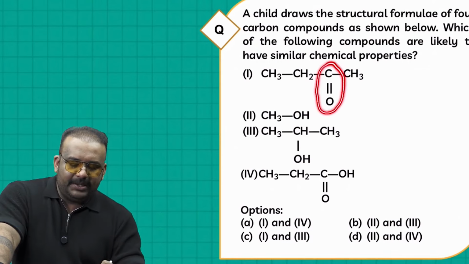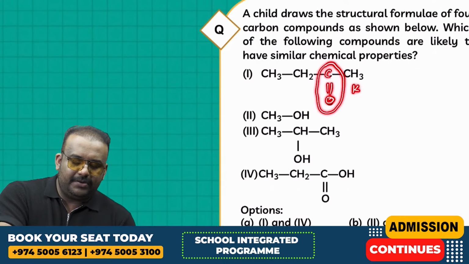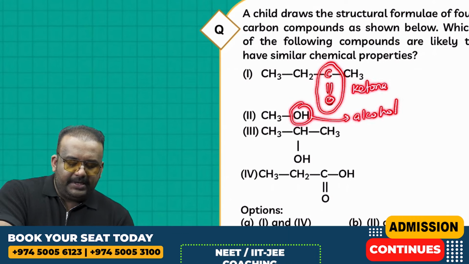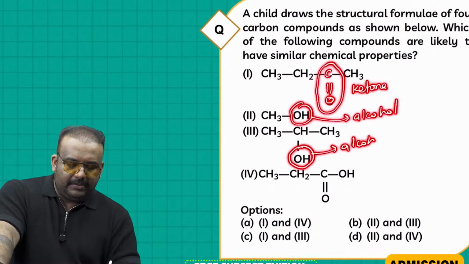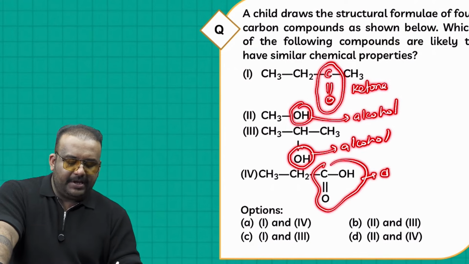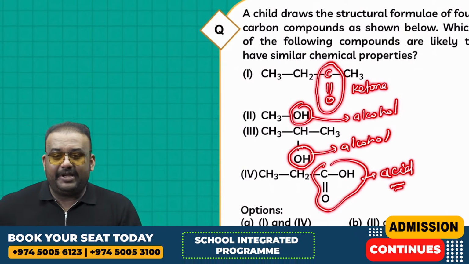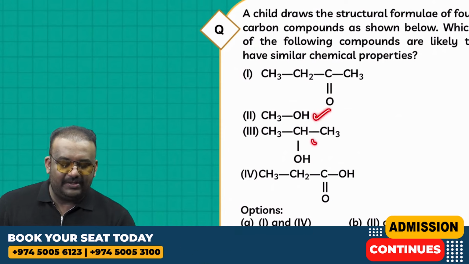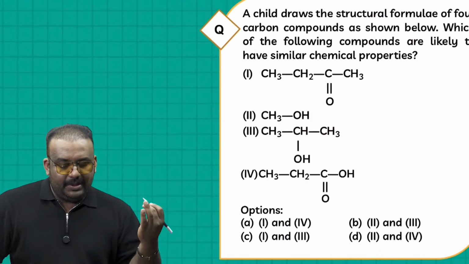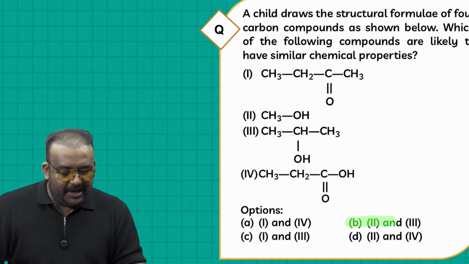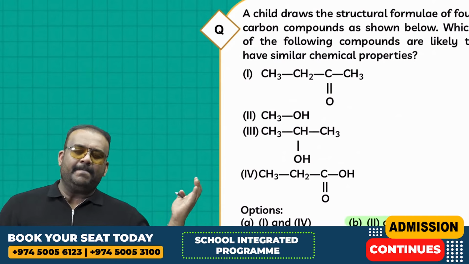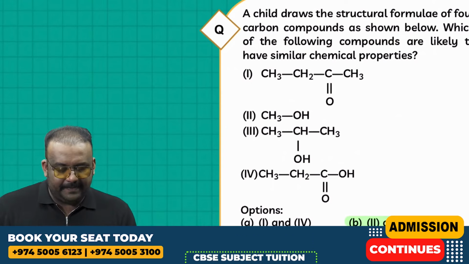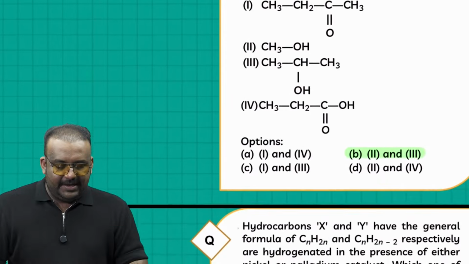In compound 1, this is C double bond O, which is a ketone, correct? In compound 2, it is an OH group, so it is an alcohol. Then here also CHOH, this is an alcohol. And here it is COOH, which is a carboxylic acid. So who will have similar chemical properties? Compounds that have the same functional group, correct? So 2 alcohols will have the same functional group, so they will have the same properties. So our option will be 2 and 3, which exhibit the same chemical behavior because they both have the same functional group, that is OH. Clear? Right. The next question.